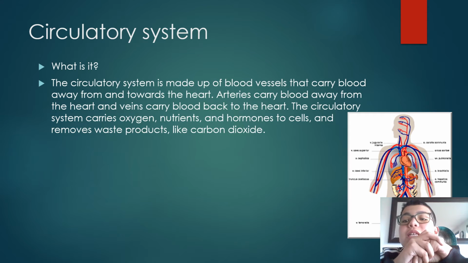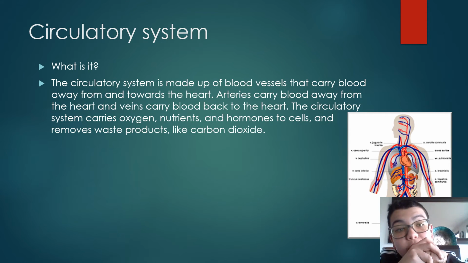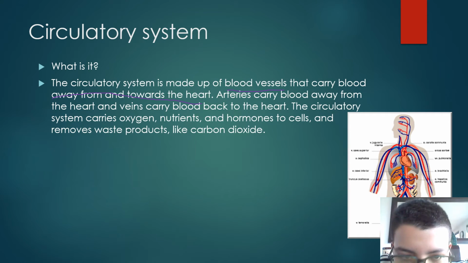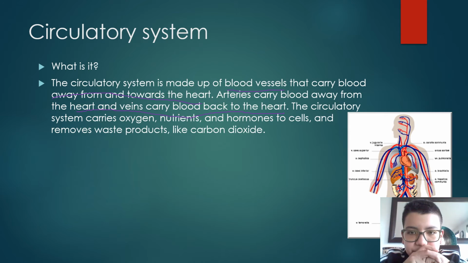Now let's talk about the second part of this video, the circulatory system. We have to start by answering this question: what is it? The circulatory system is made up of blood vessels that carry blood away from and towards the heart. Arteries carry blood away from the heart, and veins carry blood back to the heart. So the arteries take blood away from the heart, but the veins bring the blood back to the heart.